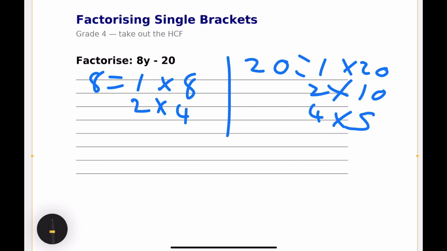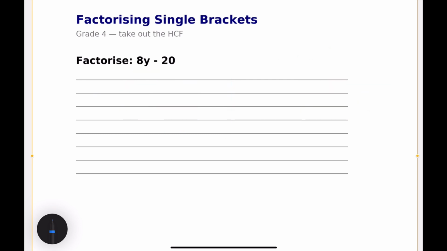Now let's see what factors they have in common. Well, they have 1 in common. Do they have 8 in common? No, because 8 is not a factor of 20. But they do have 2 in common, and they have 4 in common. So looking at this, 4 is the highest common factor, so we can have 4 on the outside of the brackets. Now let's look at the letter term. Does y go into negative 20? No. So we know it's just going to be 4 on the outside of the brackets.